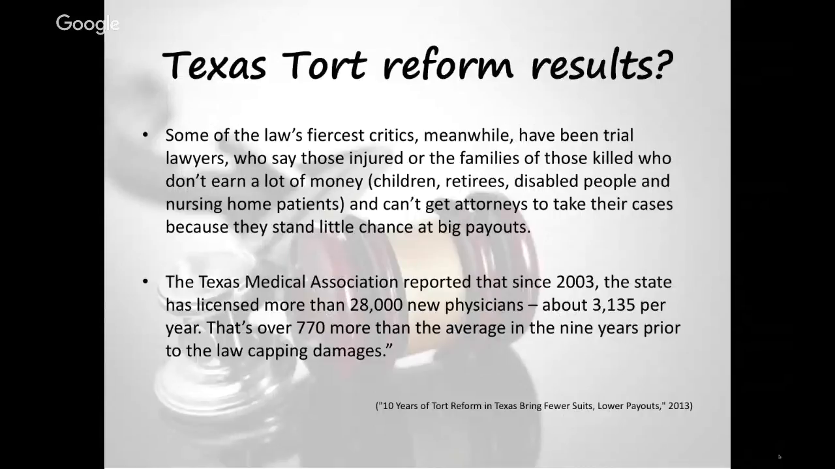Some of the law's fiercest critics, meanwhile, have been trial lawyers who say those injured or the families of those killed who don't earn a lot of money, which are children, retirees, disabled people, and nursing home patients, can't get attorneys to take their cases because they stand little chance at big payouts. The Texas Medical Association reported that since 2003, the state has licensed more than 28,000 new physicians, about 3,135 per year. That's over 770 more than the average in the 9 prior years since they started capping damages.